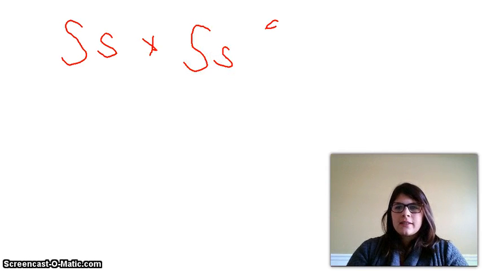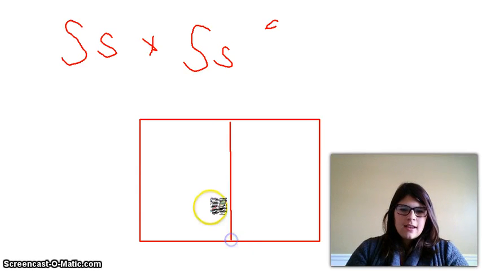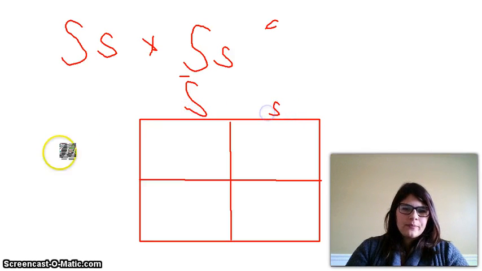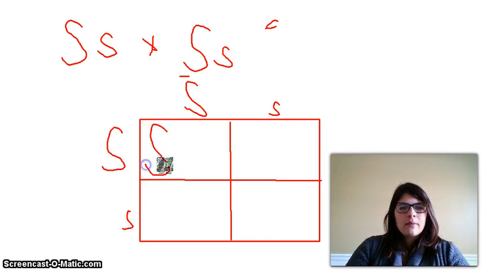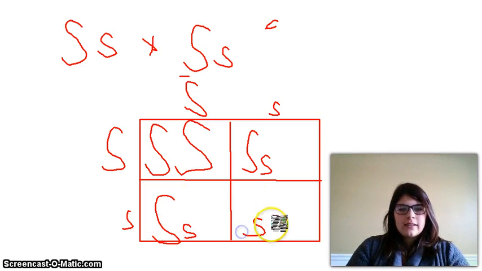So we're going to draw our Punnett square. And I'm going to use a little help here. We have a square, we have a line, and we have another line. And that's all we need for a Punnett square. So we have a capital S here. We have a lower S here. We have a capital S here. We have a lower S here. So we're going to have capital S, capital S. We're going to have capital S, lower S. We're going to have capital S, lower S. We're going to have lower S, lower S.